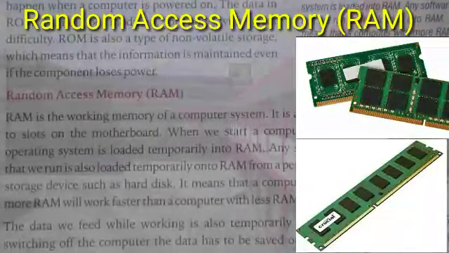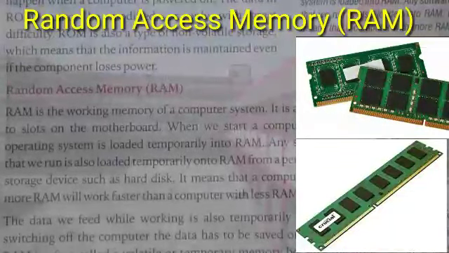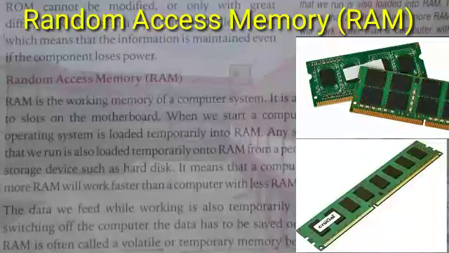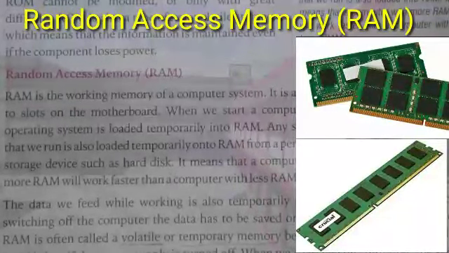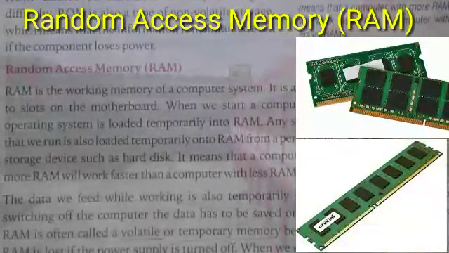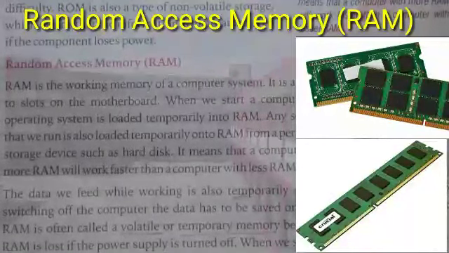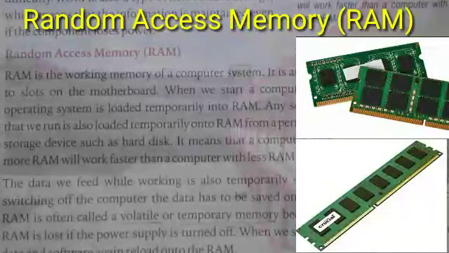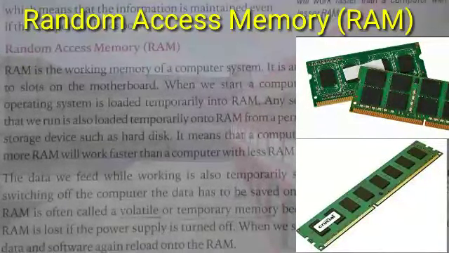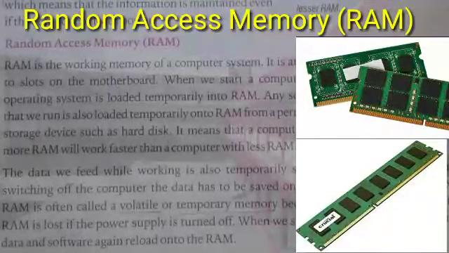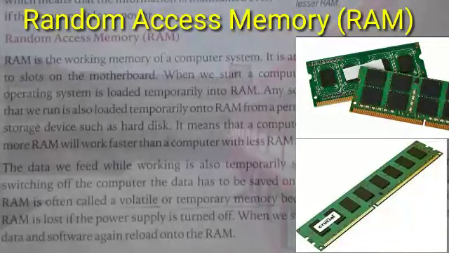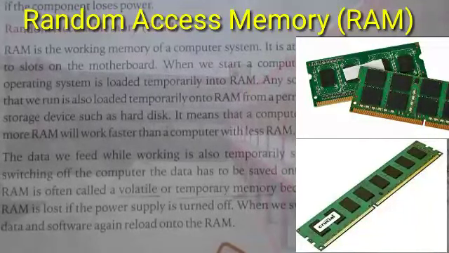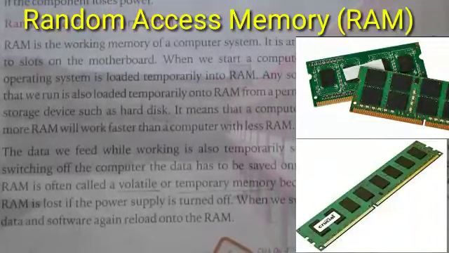The data we feed while working is also temporarily stored in the RAM. So, before switching off the computer, the data has to be saved onto a permanent storage device. RAM is often called a volatile or temporary memory because the information stored in RAM is lost if the power supply is turned off. When we switch on the computer, the saved data and software again reload onto the RAM.